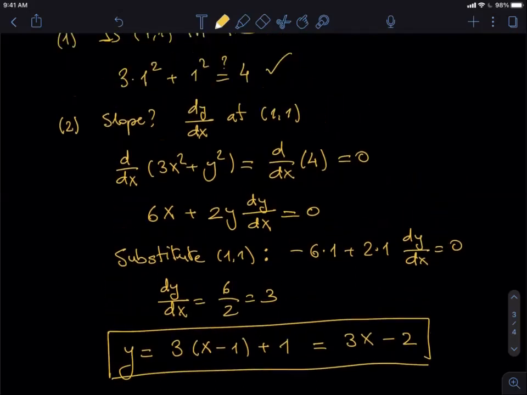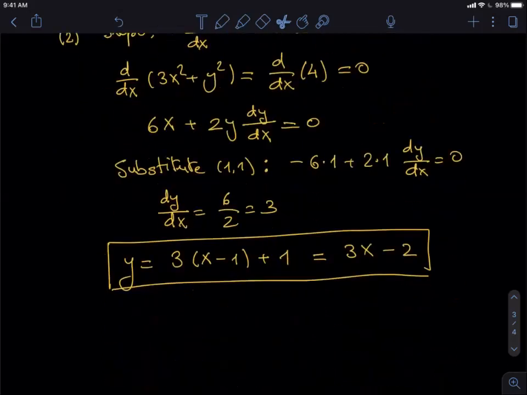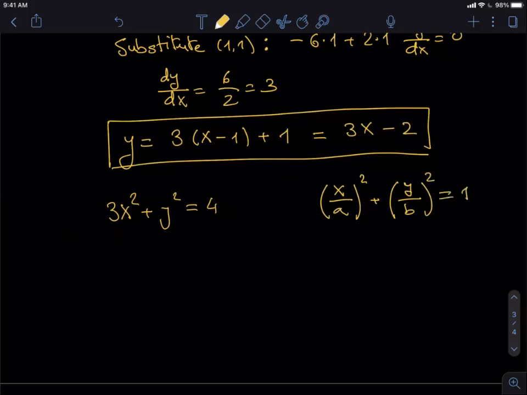Now, geometrically, what is this object here? 3x squared plus y squared equals 4. So this looks a lot like the circle, right? The only thing is that we have different numbers here in the coefficients. So when that happens, we have an ellipse. Remember the formula for the ellipse? And if you don't remember, it's a good time to learn it because we will use this once in a while. The formula for the ellipse is (x divided by a) to the power 2 plus (y divided by b) to the power 2 equals 1.